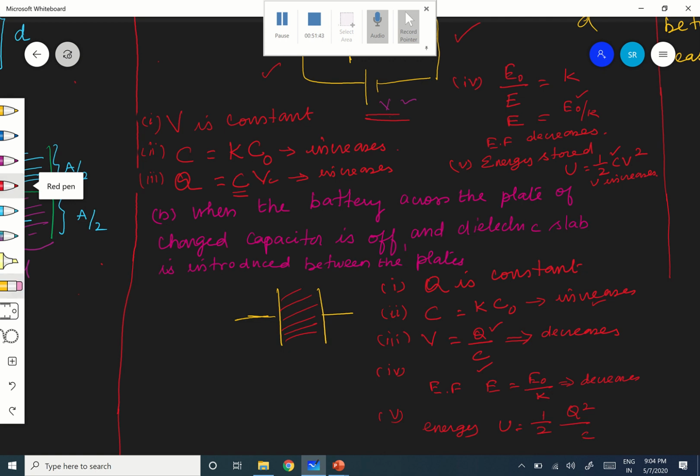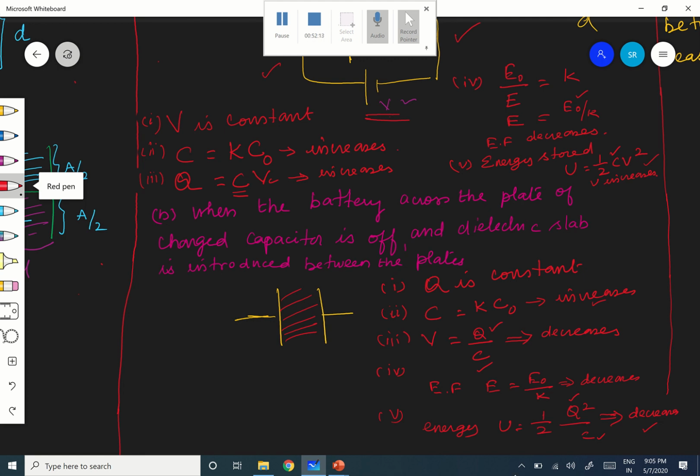Okay. Therefore, half Q squared by C means, you tell me now, Q is a constant, but C is increasing. Therefore, what will happen? The energy decreases. But in the previous case, energy half CV squared was increasing. The difference is very, very important. Here you have to take Q as a constant, the combination half Q squared by C. Only then can you make out whether energy will increase or decrease.